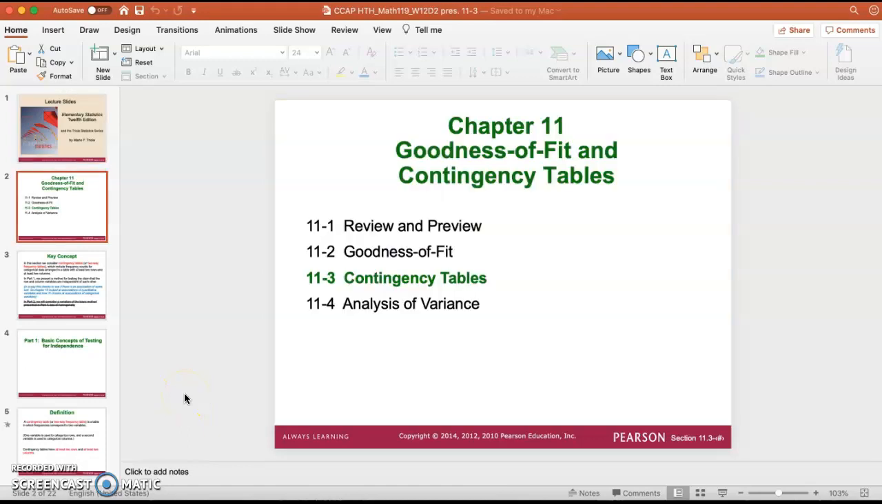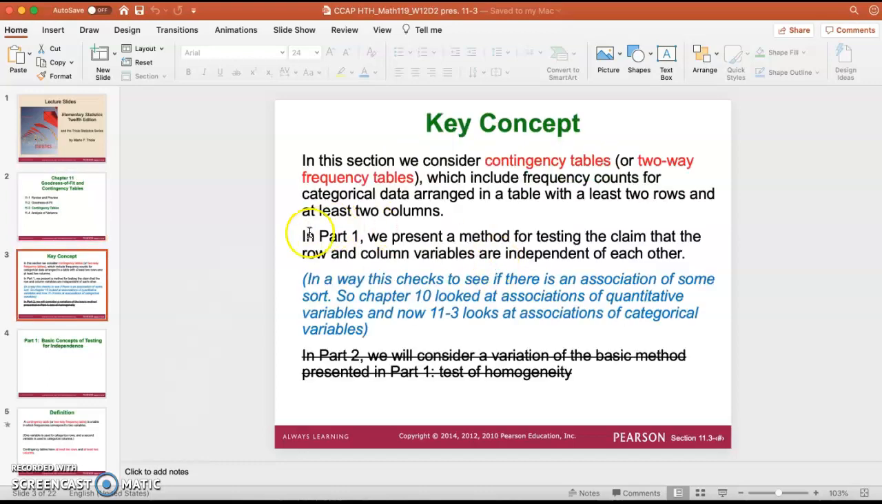Alright, so we're going to look at section 11-3 on contingency tables in this video. The key concept is that we consider contingency tables, or two-way frequency tables as another name for them, which include frequency counts for categorical data arranged in a table with at least two rows and at least two columns. In part one, which is the part we're going to look at, we present a method for testing the claim that the row and column variables are independent of each other.